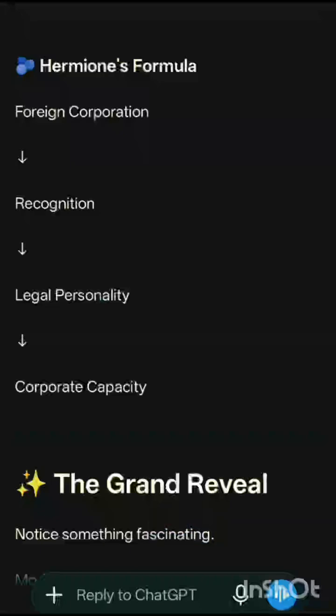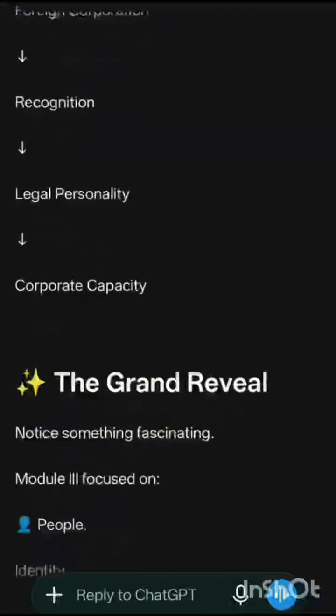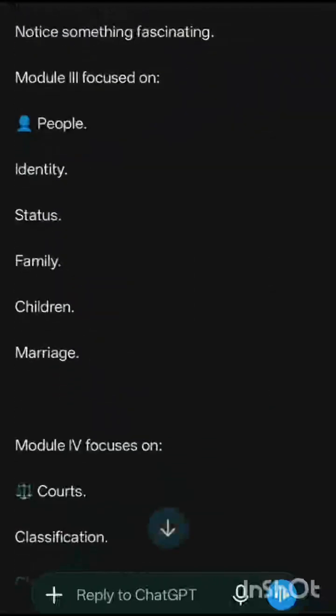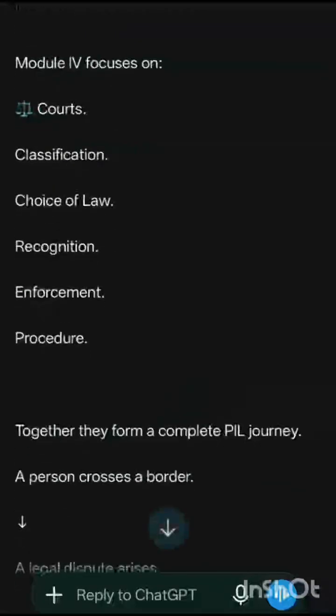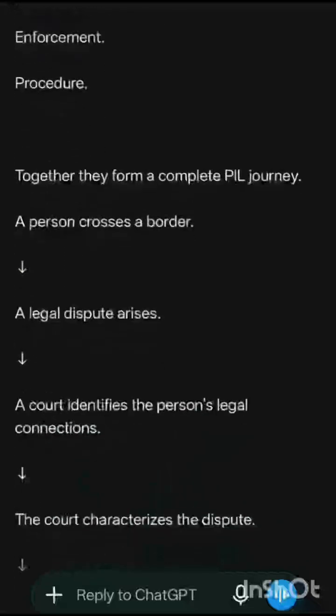The grand reveal: notice something fascinating. Module 3 focused on people: identity, status, family, children, marriage. Module 4 focuses on courts: classification, choice of law, recognition, enforcement, procedure. Together they form a complete PIL journey.